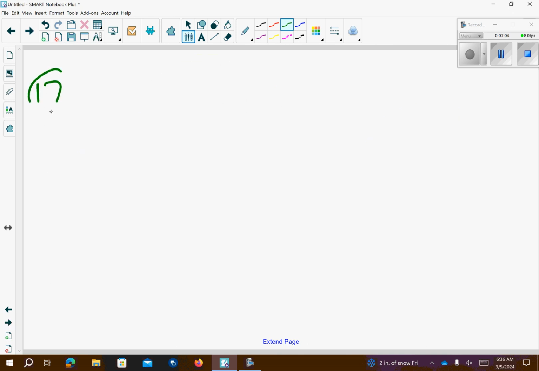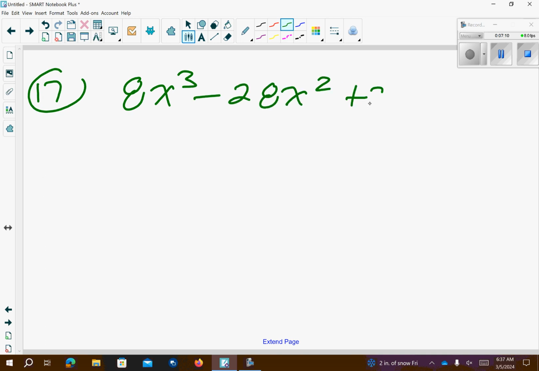Number 17, I have 8x to the third minus 28x to the second plus 24x. Well, the first thing I see is they all have an x, so I know I can pull an x out. And then what's the biggest number that I can pull out of 8, 28, and 24? 2 is correct, but there's something bigger. Yeah, you can factor a 4 out of those.